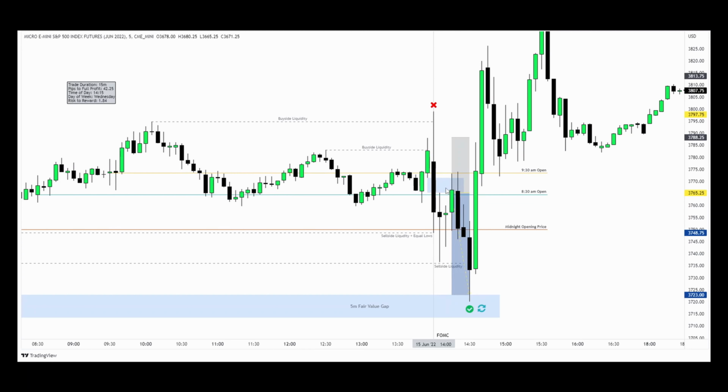Also, you can see here that price is respecting this bearish order block nicely, and also we are trading above the midnight opening price, and we are trading at the 8:30 opening price. We are selling as soon as price mitigates this fair value gap here and targeting the 5-minute fair value gap in this deep discount market.